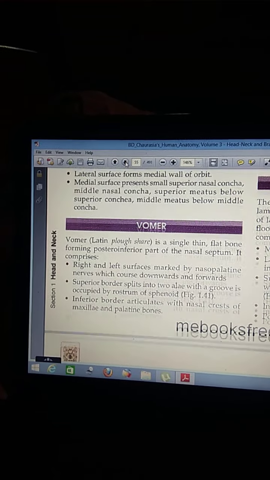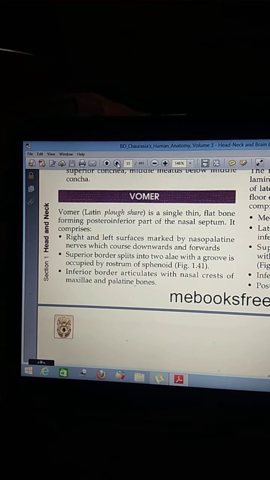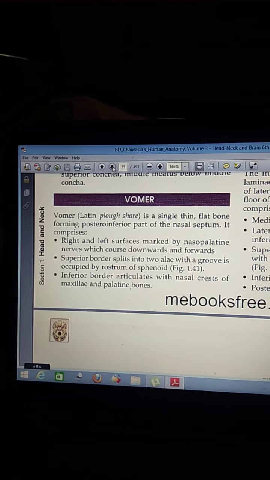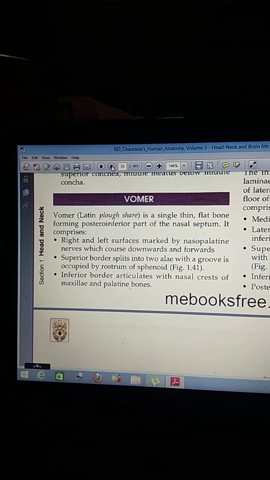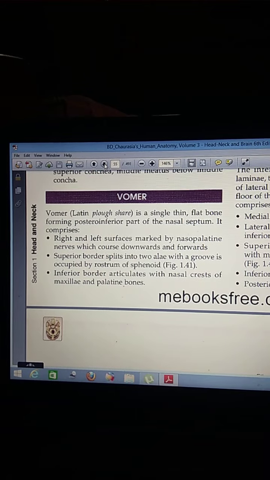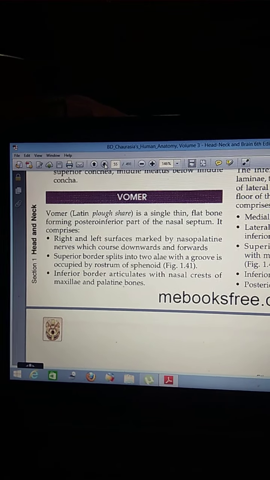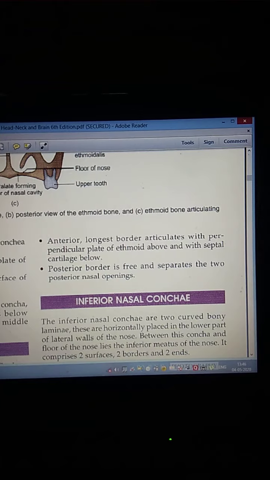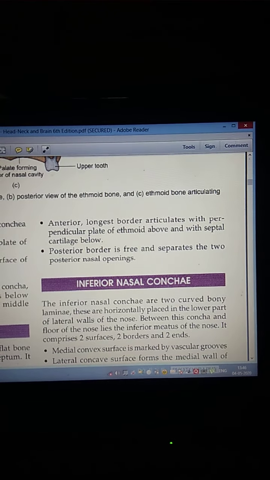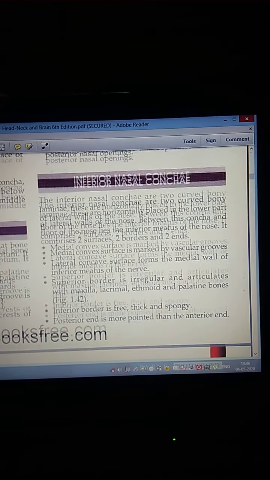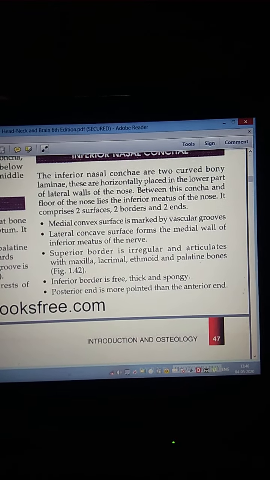Now the vomer. Vomer is a single thin plate of bone forming the posterior-inferior part of the nasal septum. It has right and left surfaces marked by the nasopalatine groove. Now the superior border splits into two alae with a groove. The inferior border articulates with the nasal crest of the maxilla. The anterior longest border articulates with the perpendicular plate of the ethmoid bone. Now the posterior border is free and separates the two posterior nasal openings. Now the inferior nasal concha.